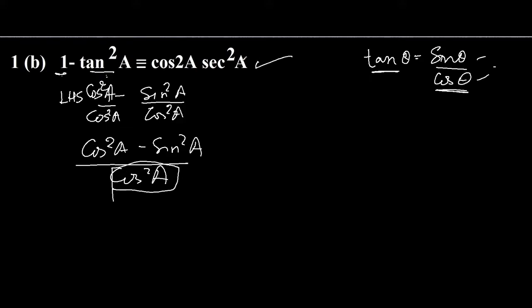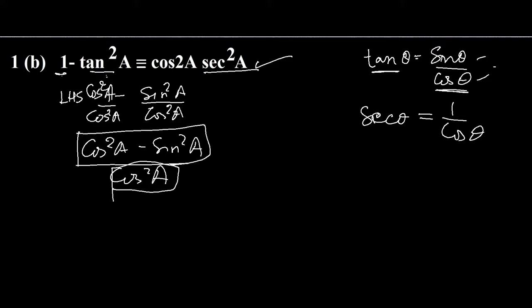That means we have already gotten secant square A, because secant theta is 1 over cos theta, or cos theta is 1 over secant theta. They are reciprocals of each other. Now, let's look at this and see if it gives us something. And for that, again, we need the double angle identities.